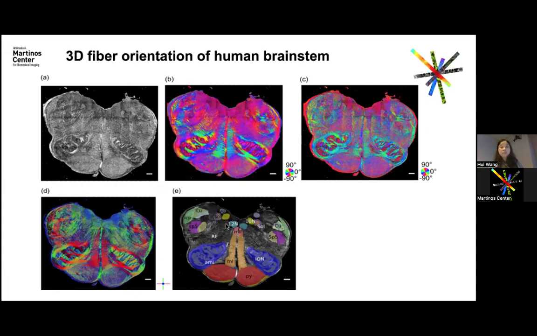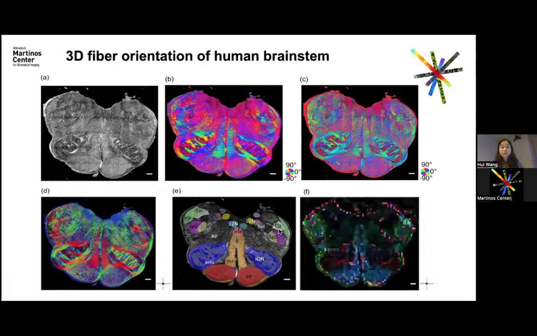And with Carlin's help, we can really segment the small nuclei and the fiber bundles in the brainstem, and that can be very useful for tracking later. And just as a comparison, this is a diffusion MRI at 300 micron resolution, which is already very nice compared to the in vivo technology. But yeah, you can see the difference.